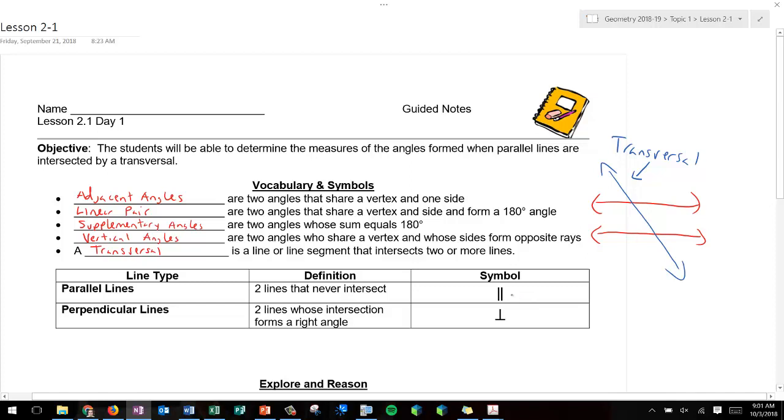The other one is perpendicular lines, and those are two lines that intersect and whose intersection forms a right angle. So an example of that would be something like this. That would be an example of perpendicular lines. And just like with our symbol for parallel, I've told you guys many times that mathematicians are super lazy people. So when we use the upside down T, that indicates that lines are perpendicular.